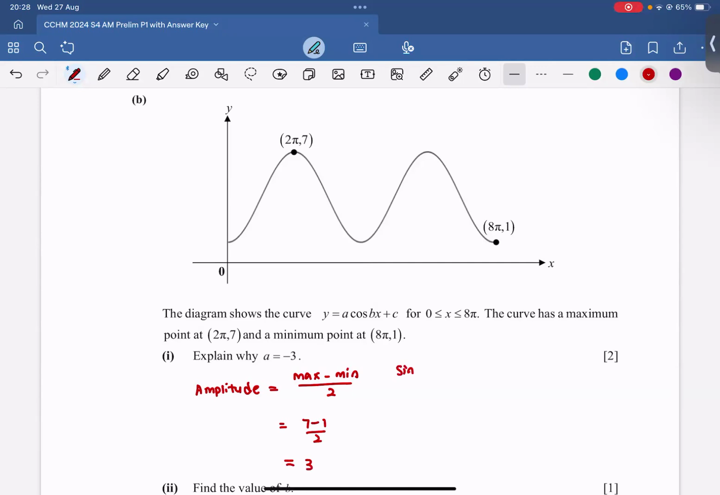You say, since it is an inverted cosine graph, comma, A is equals to -3. If it's not a cos inverted one, then your A is straight away 3 already.